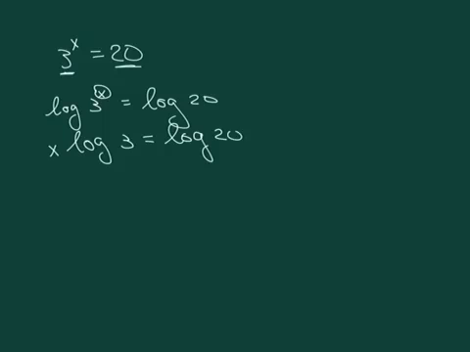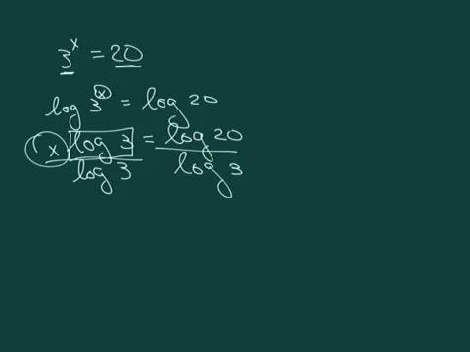So far I'm just doing algebra, nothing really weird. And then I'm going to divide by log of 3 because I want to isolate the x, so I'm going to divide both sides. So x then equals this right here. So you get your handy dandy calculator out, put the log of 20 in there and the log of 3, and then divide. And you will get 2.7268.